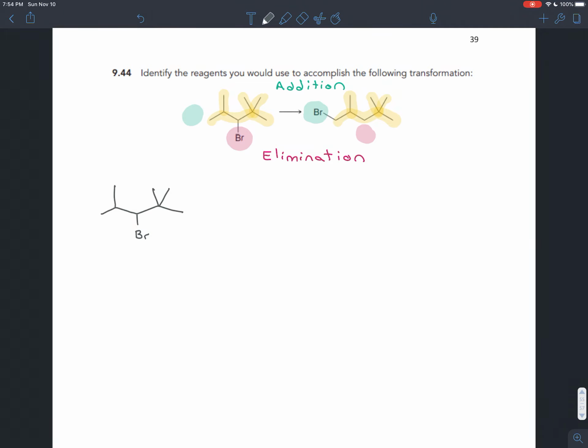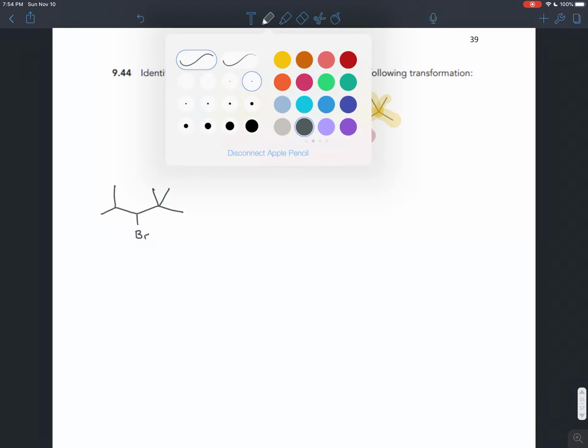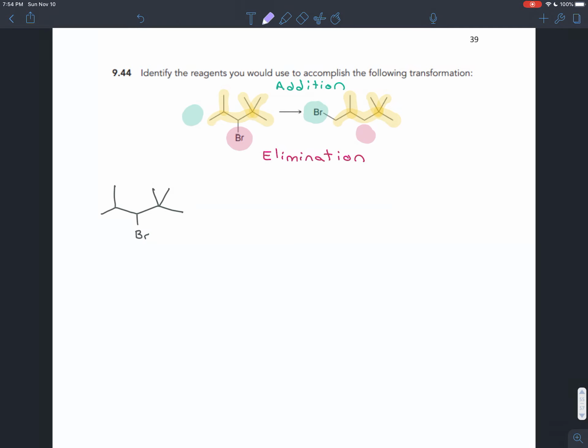We have to use some sort of base, and you'll notice that the elimination product, there's only one of them. In order to do an elimination, you have to have a beta hydrogen. Well, the carbon that is attached to the leaving group, that's the alpha carbon, and each carbon next to that is the beta carbon. So we have 2 beta carbons, but we only have 1 beta hydrogen to the left. Notice the beta carbon to the right is bonded to 4 carbons. It doesn't have any hydrogens on it.